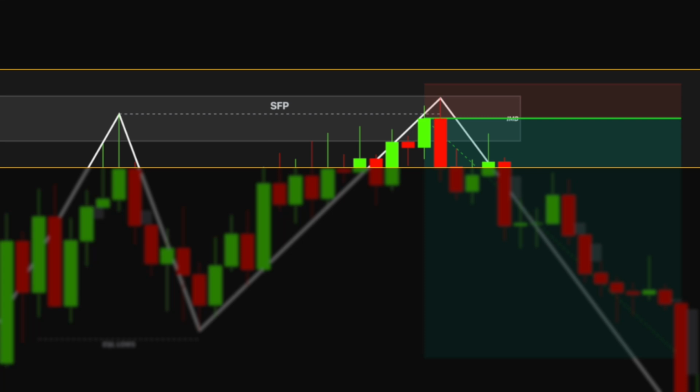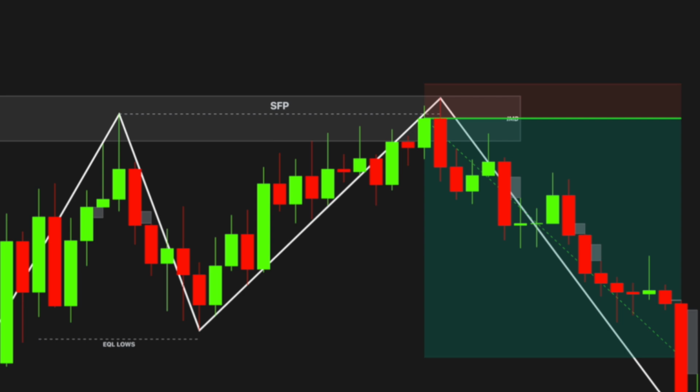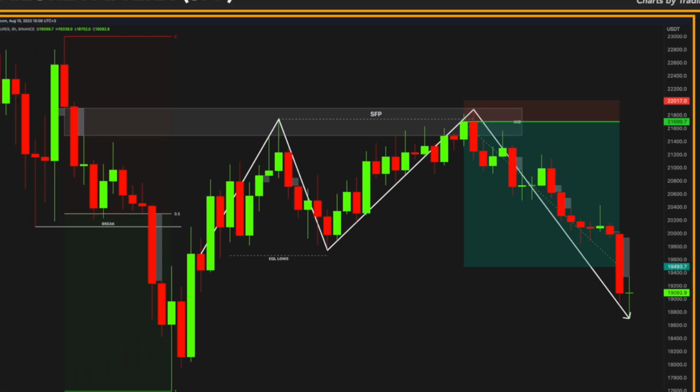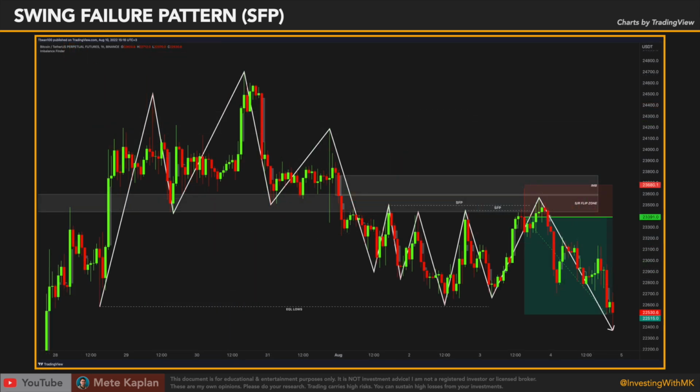This could be an ideal entry. Stop loss should be above the wick, giving us room to breathe. And the target will be the liquidity areas like equal lows or highs or big imbalances that are waiting to be filled. Let's check out a support resistance flip example.